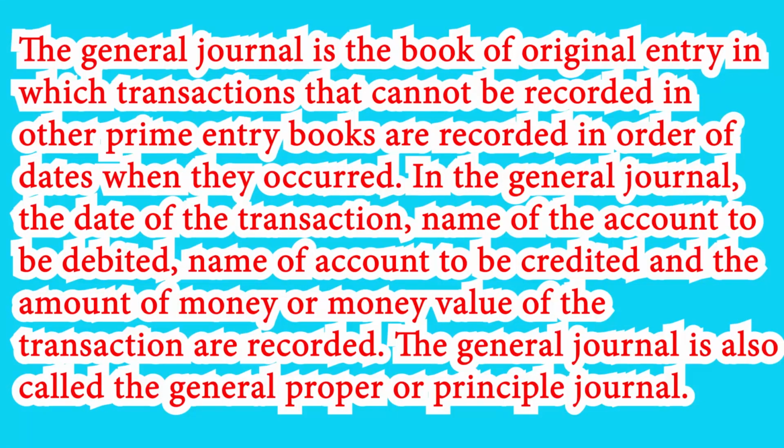So let us now look at the general journal. The general journal is a book of original entry in which transactions that cannot be recorded in other prime entry books are recorded in order of dates when they occurred. In the general journal, the date of the transaction, name of the account to be debited, name of the account to be credited, and the amount of money or money value of the transactions are recorded. The general journal is also called the general proper or principal journal.